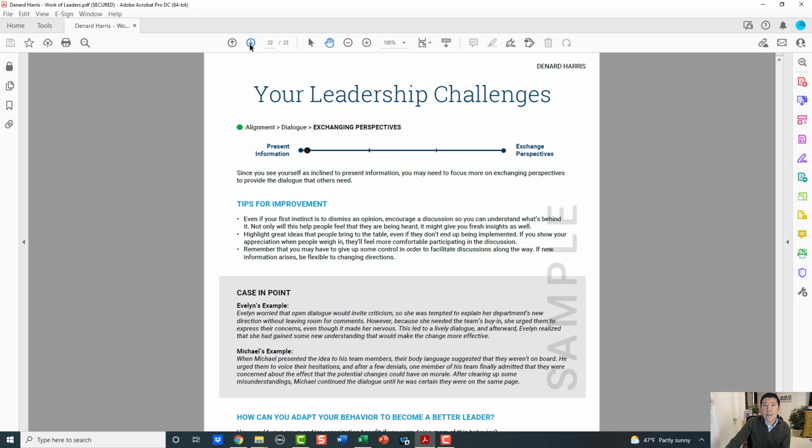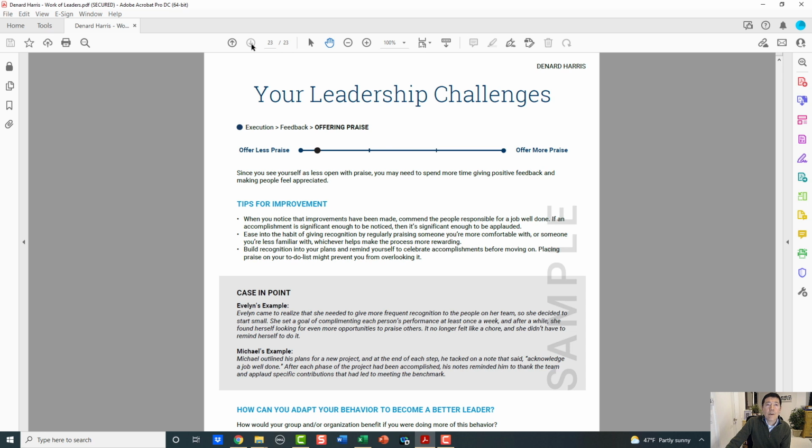And then it takes a look at another challenge, which again is in the area of alignment. And then the third one is in the area of execution, offering praise. This leader tends to offer less praise versus more praise. Again, based on my experience working with DISC reports over a decade now, I'm not surprised to see that this D leader tends to offer less praise.